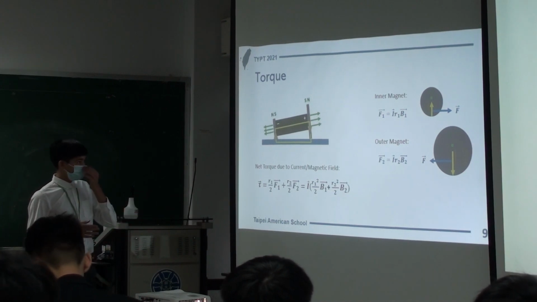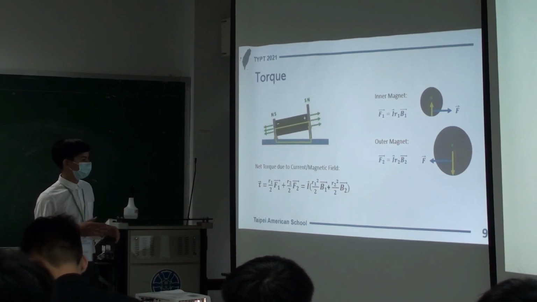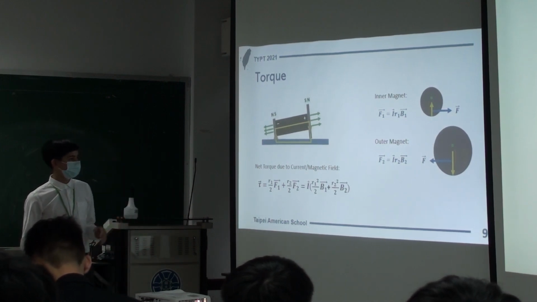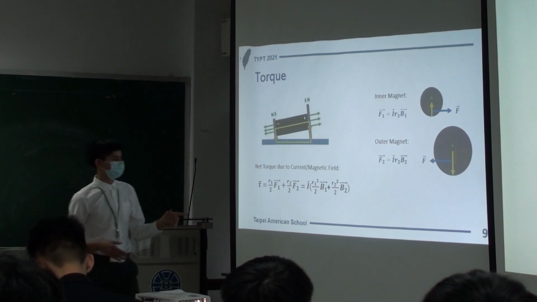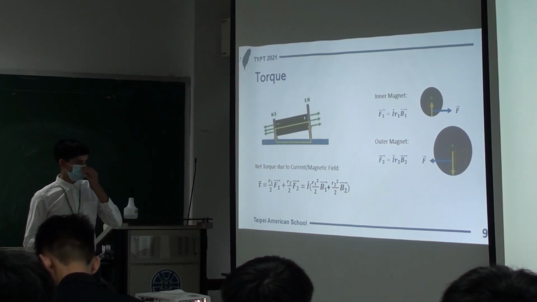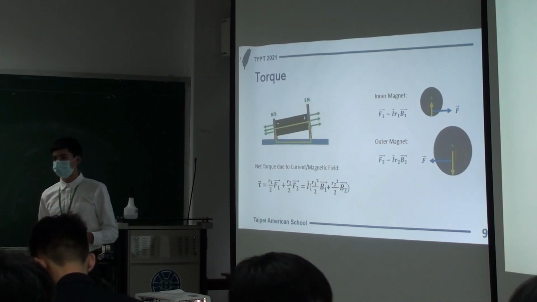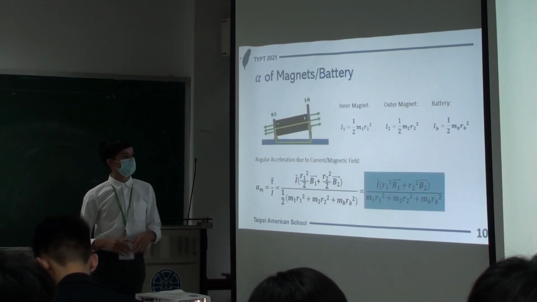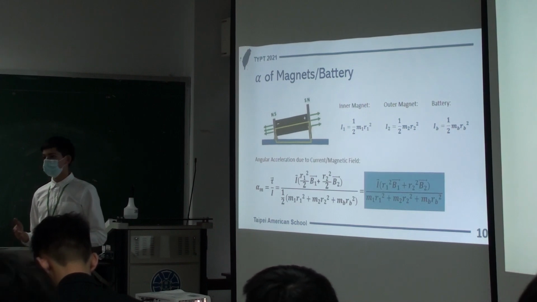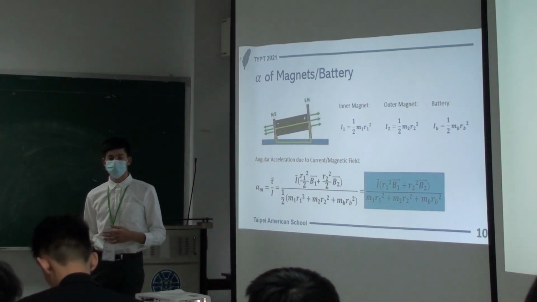The radius over 2 times the force is going to be the torque for each of them. If we combine that, we get this equation where the torque is equal to the current times the radius squared over 2 times the magnetic field for each of those separate magnets. And if we want to use the torque to find the angular acceleration, how it accelerates over time.